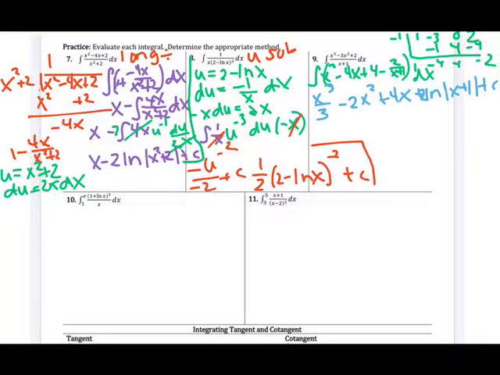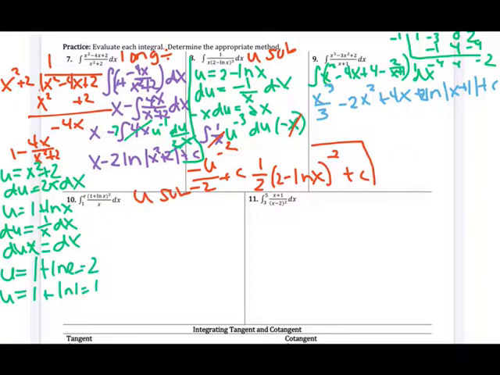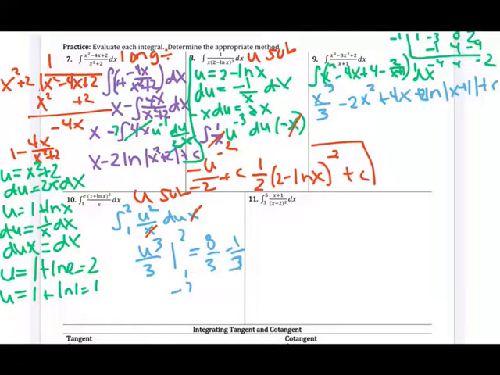Number 10 is a u-substitution problem, and since there are bounds, make sure that you change your bounds to be in terms of u as well. So when I rewrite this, I'm going to get the integral from 1 to 2 of u squared over x times du times x. So these x's are going to divide out. That's going to give us u to the third over 3 evaluated from 1 to 2, which is 8/3 minus 1/3, which is 7/3.